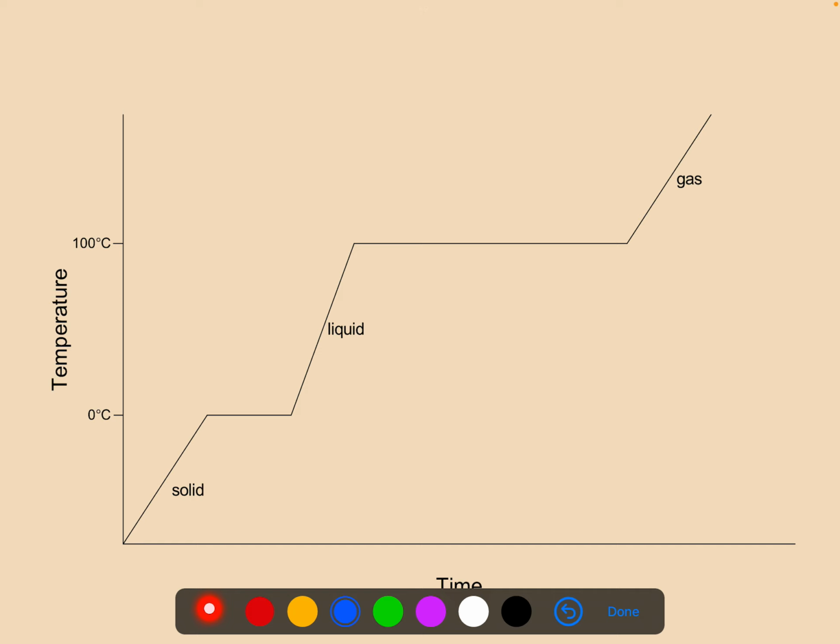So if it is colder than 0 degrees Celsius, it is going to end up being a solid. Between 0 and 100, water exists as a liquid. And then above 100, water is going to exist as gas or steam. You may see both terms. And whenever it is on a flat line at the melting point or boiling point, that is whenever it is going through a phase change. So notice that bottom flat line at 0 degrees Celsius, it is melting. That top flat line at 100 degrees Celsius, it is vaporizing or boiling.